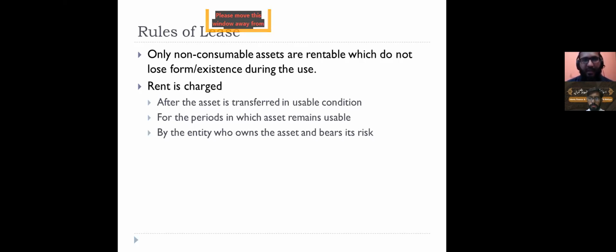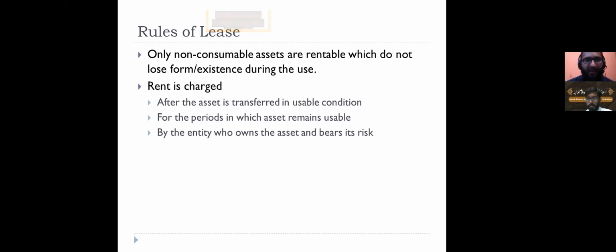The asset which can be leased is a non-consumable asset. So for instance, you cannot lease something like foodstuff, because it's a consumable asset. When you use that commodity, it will lose its form, will lose its existence, and then you cannot give the same commodity back to the person from whom you got it in the first place. So only non-consumable assets are rentable, which do not lose form or existence during the process of use.